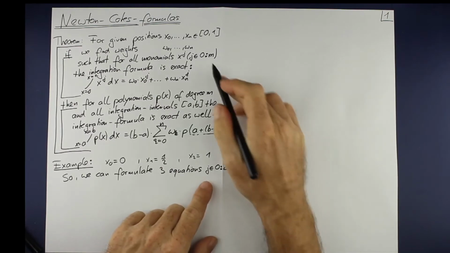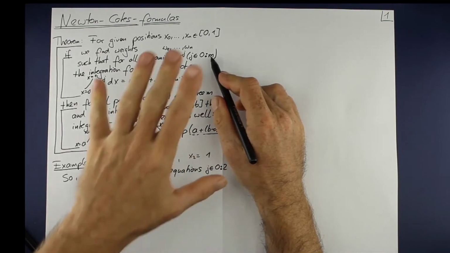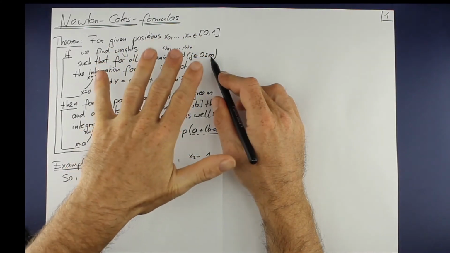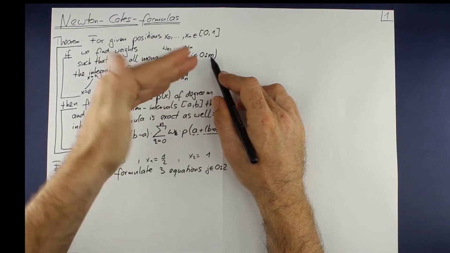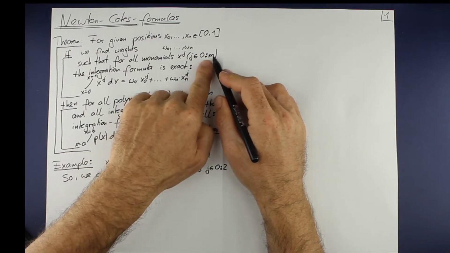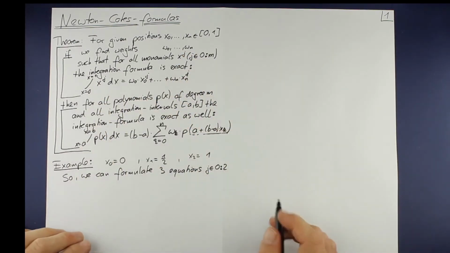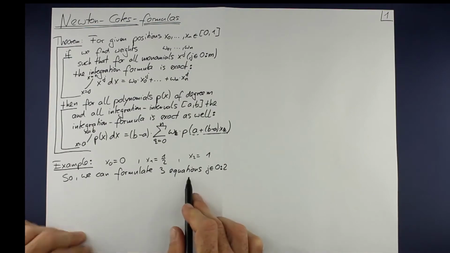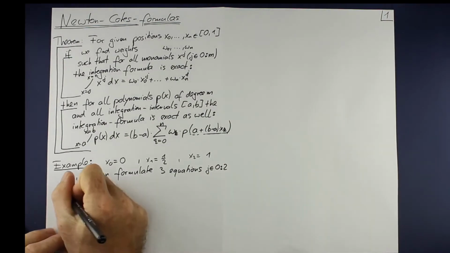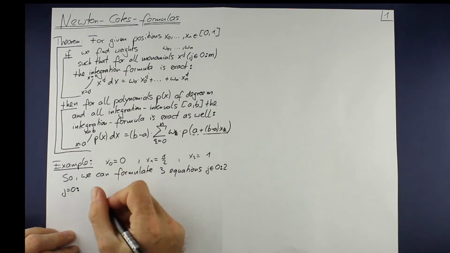And let's use m to be also 2. This is not necessary, as we will later see when doing Gaussian quadrature. But for the moment, the most natural thing is that m is equal to n. Okay. So let's formulate 3 equations. Let's start with j to be 0. And then let's formulate that equation.